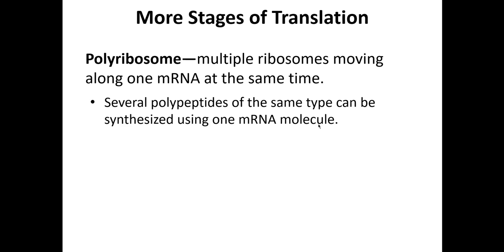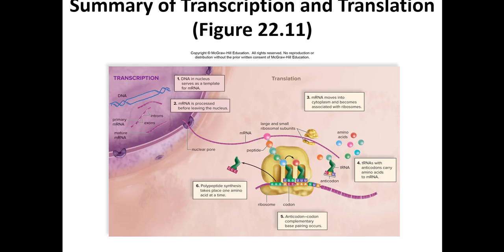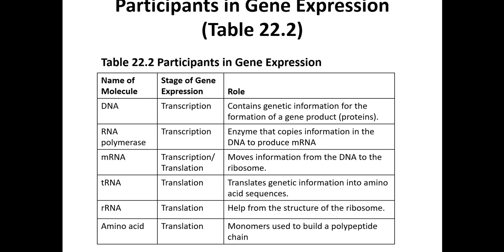Several ribosomes, called a polyribosome, can move along the 1 mRNA molecule at a time. And tRNAs are involved in bringing amino acids to the ribosome and binding to the codon with a complementary region called the anticodon. Here's a summary of transcription and translation. This is a chart that goes over the participants in the molecules inside this genetic expression: DNA, RNA polymerase, mRNA, tRNA, rRNA, and amino acid.